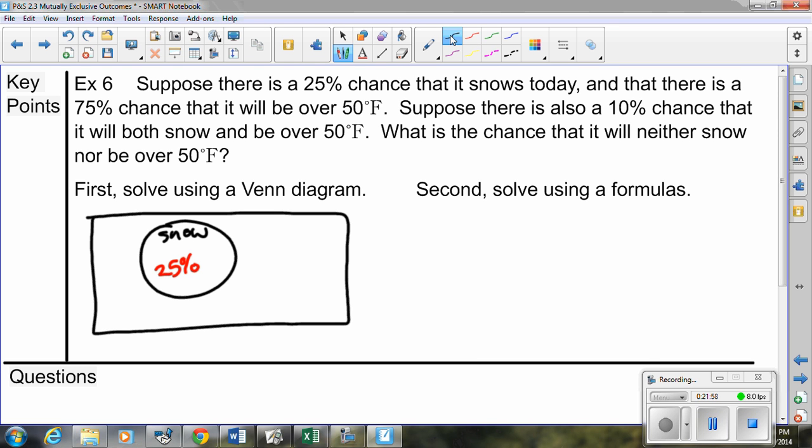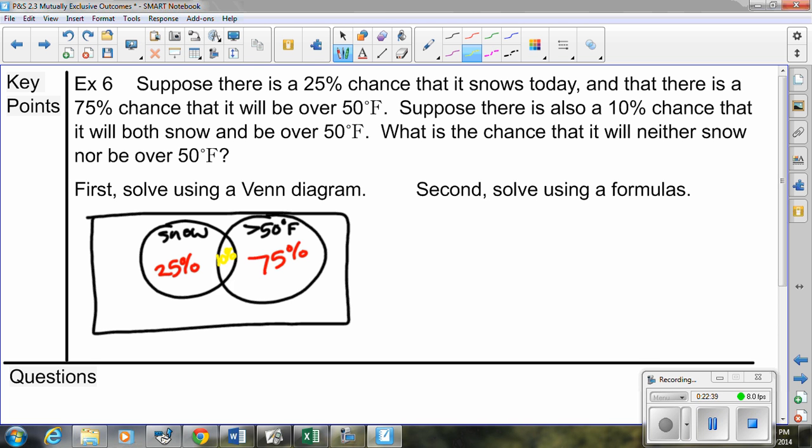But what else could possibly happen? Well, the other event we're looking at is that it's warmer than 50 degrees. So here's our greater than 50 degrees circle. And what's the probability that it's going to be warmer than 50? That's 75%. What about the intersection? Intersection is 10%, so here's 10%.